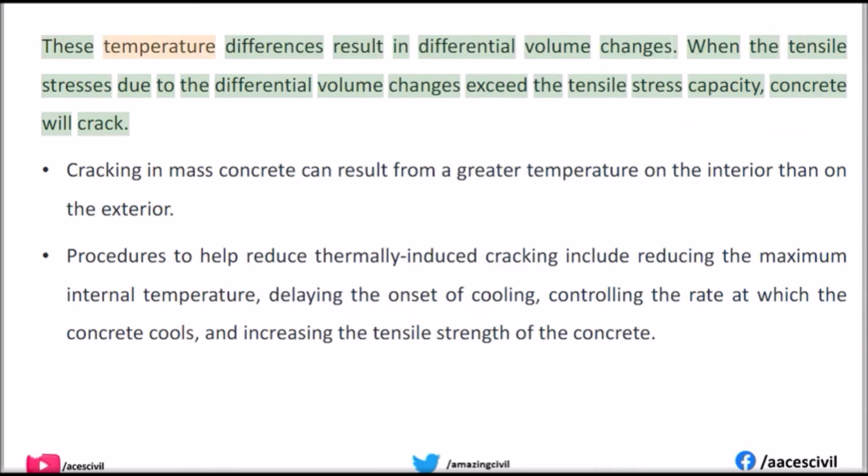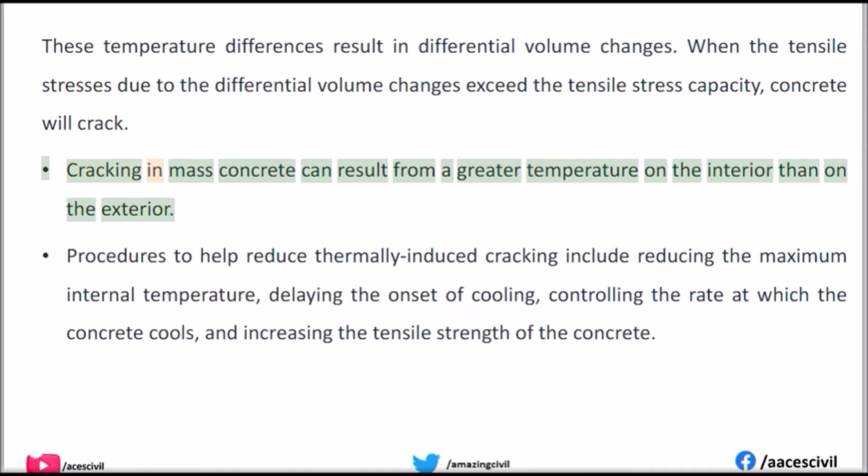These temperature differences result in differential volume changes. When the tensile stresses due to the differential volume changes exceed the tensile stress capacity, concrete will crack. Cracking in mass concrete can result from a greater temperature on the interior than on the exterior.